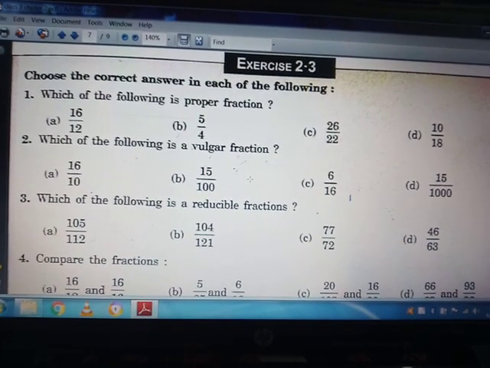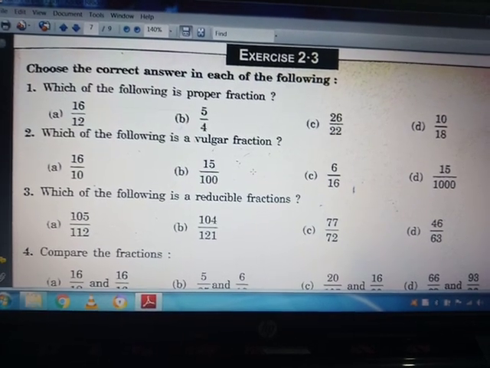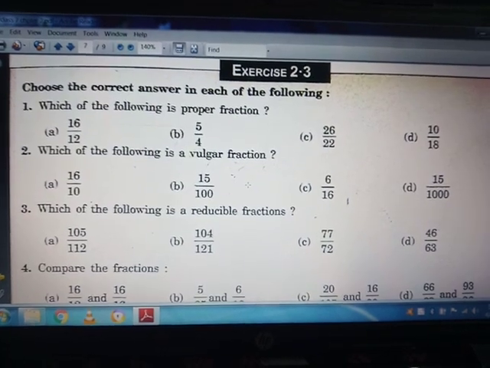Now question number 3, which of the following is a reducible fraction? Reducible fractions are those fractions which can be cancelled off.